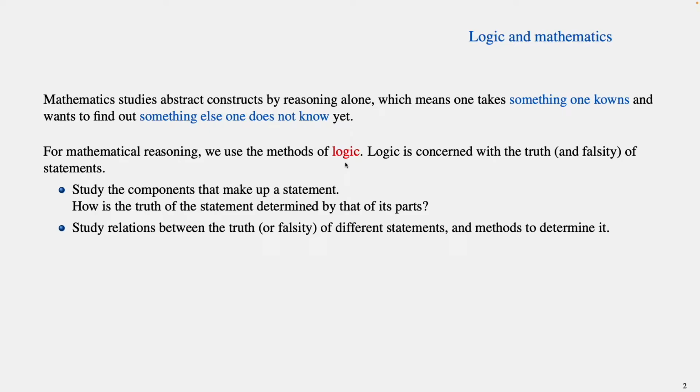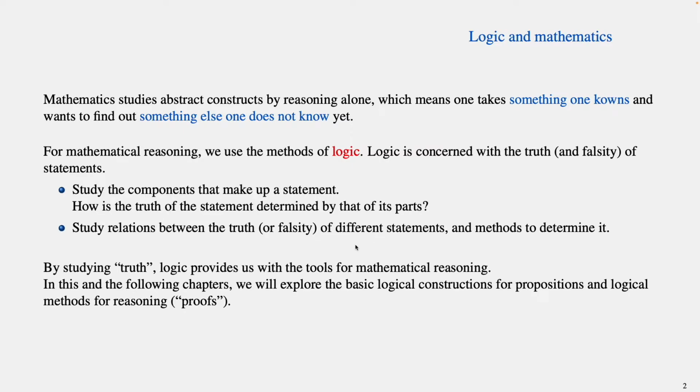And logic could be called the science of truth. It is concerned with the truth and also the falsity of statements. So we study the components that make up a statement and how its truth is determined by that of its component statements. We study relations between the truth and falsity of different statements and methods to determine it. By studying truth, logic provides us with the tools for mathematical reasoning. In this and the following chapters, we will explore the basic logical constructions for propositions and logical methods of reasoning, so-called proofs.